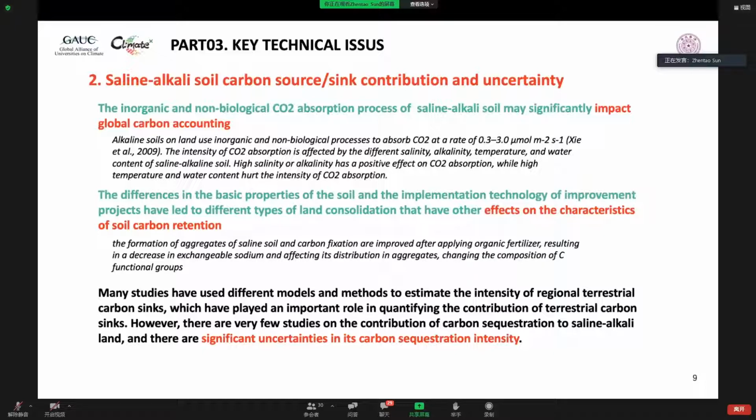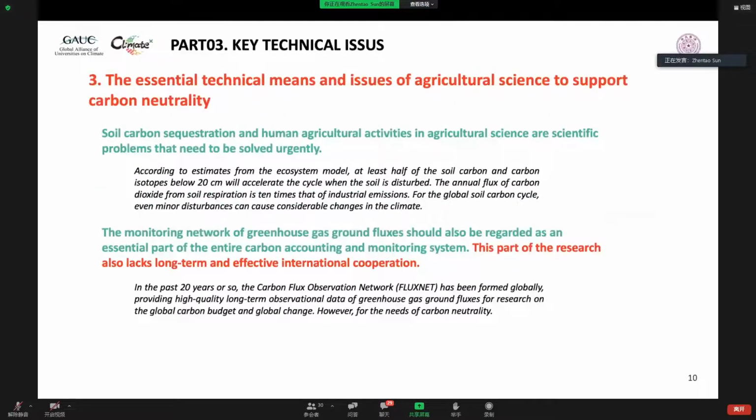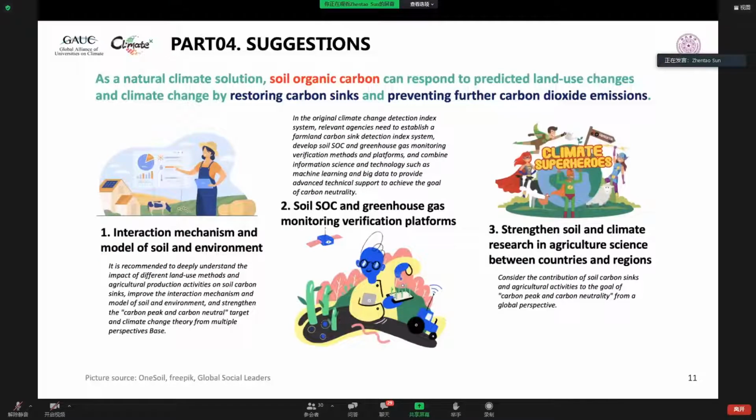The essential technique means and issues of agricultural science to support carbon sustainability. This part of research also lays the foundation for long-term and effective international cooperation. As a natural climate solution, soil organic carbon can respond to repeated land use changes and climate change by restoring carbon sinks and preventing further CO2 emissions.